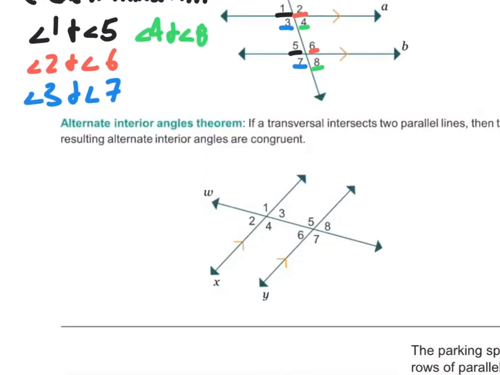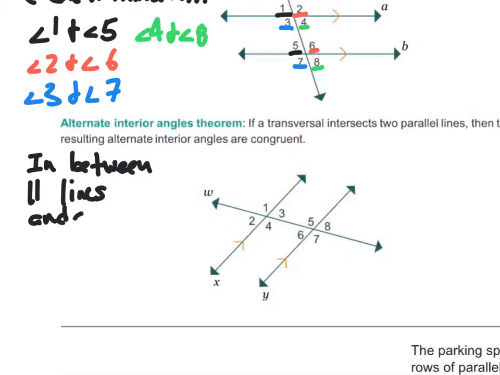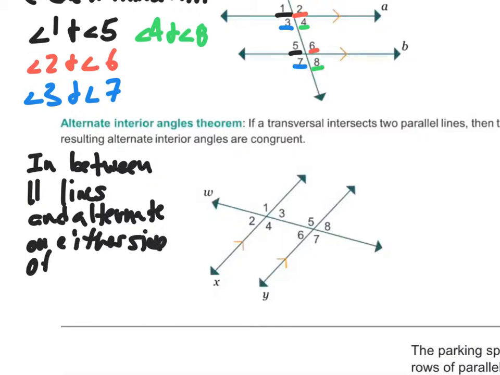Let's move on to the alternate interior angles theorem. And what this is, remember that these are in between the two parallel lines, and alternate on either side of the transversal. So this right here is our transversal.